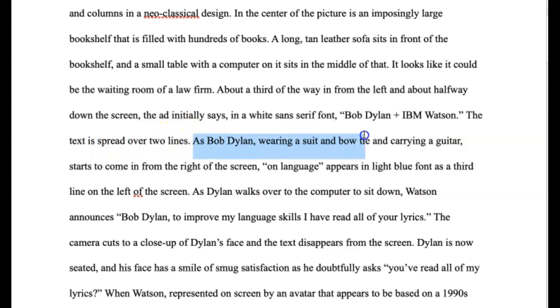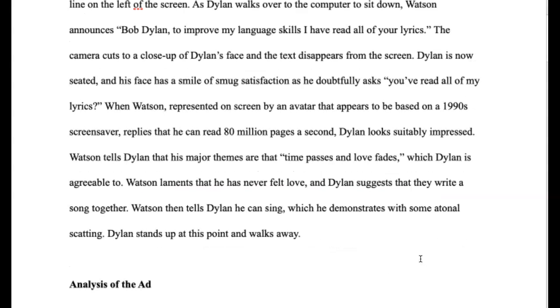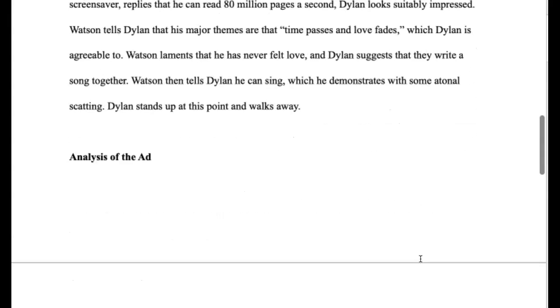As Bob Dylan, wearing a suit and bow tie and carrying a guitar, starts to come in from the right of the screen, language appears in a light blue font. As this happens. So it gives an idea of this happens, the next thing that happens, and basically gives kind of a narrative. So it has some spatial elements. It describes what's on the screen, where on the screen, but it also tells when things are going on. And that makes it a little bit different. Again, following the description of the ad, which is a little bit longer because describing multiple images shown over 30 seconds is going to take longer.